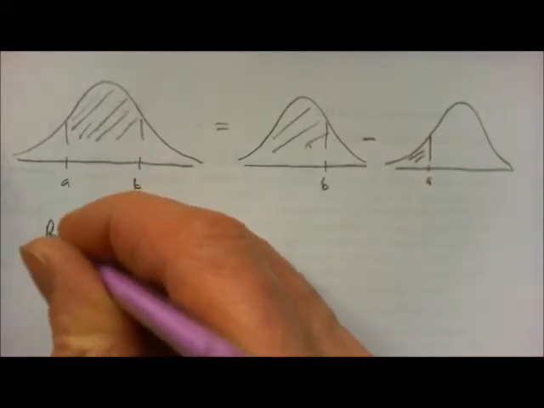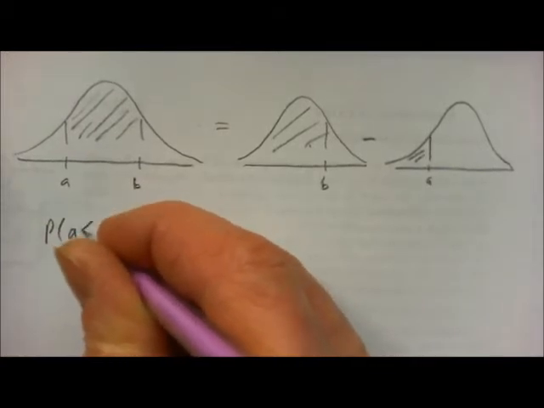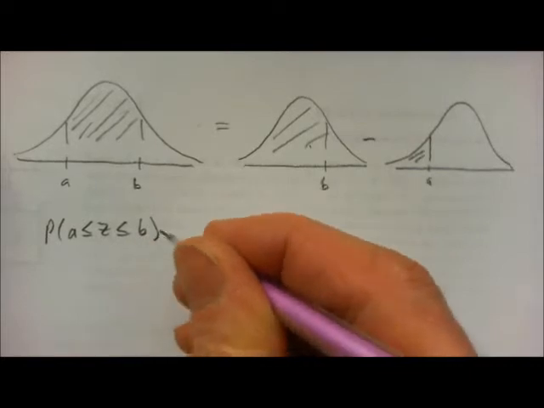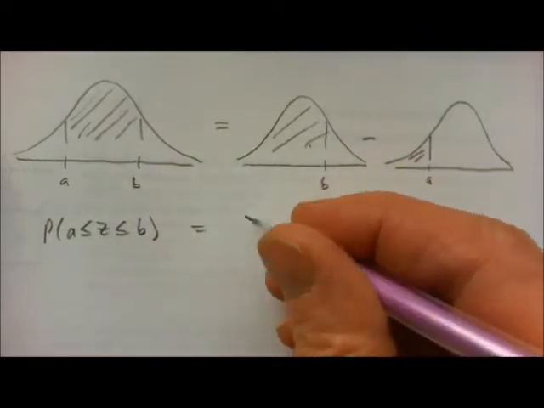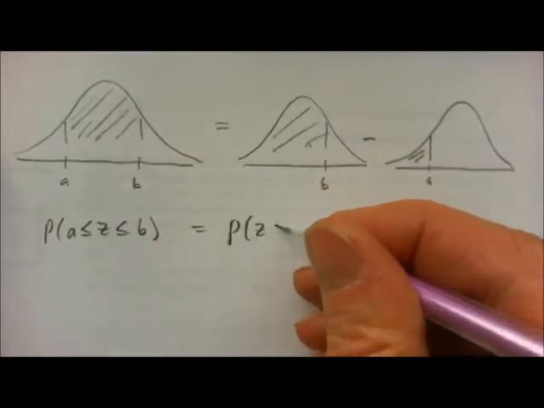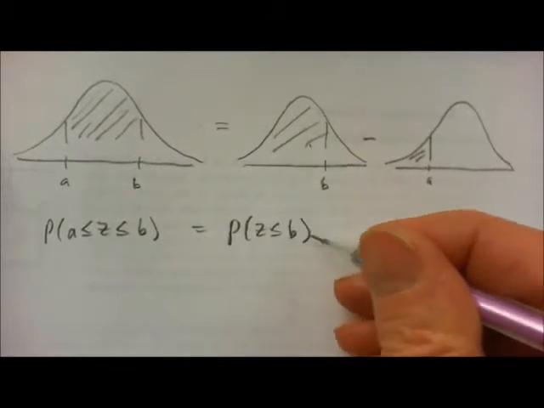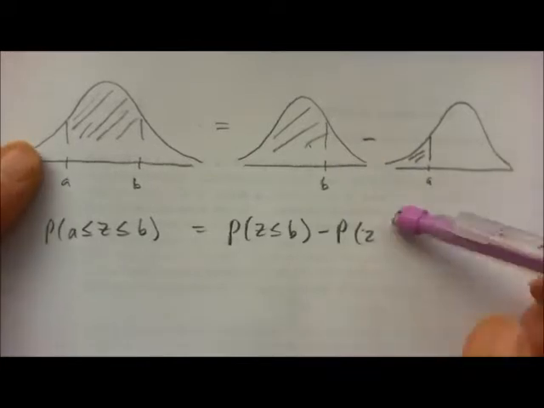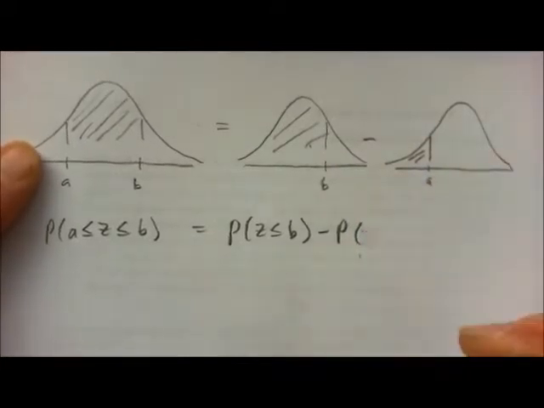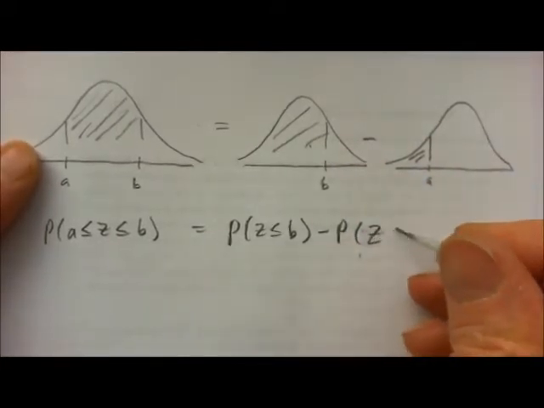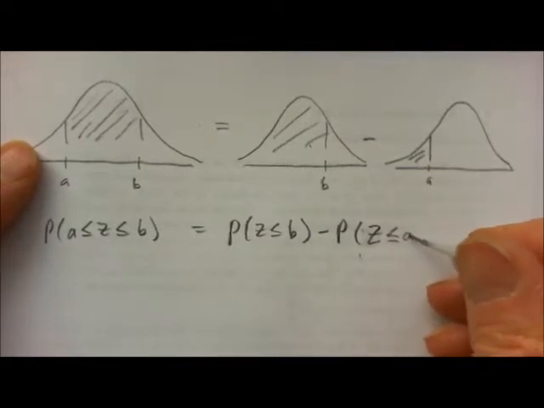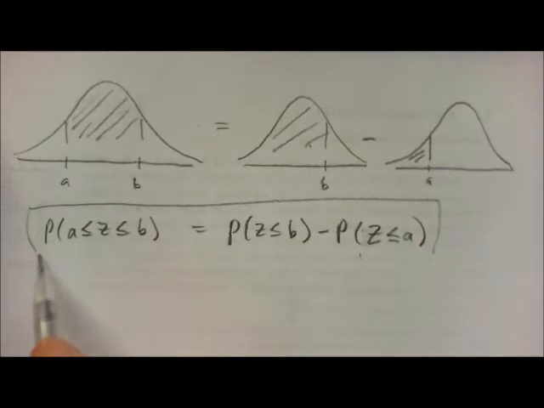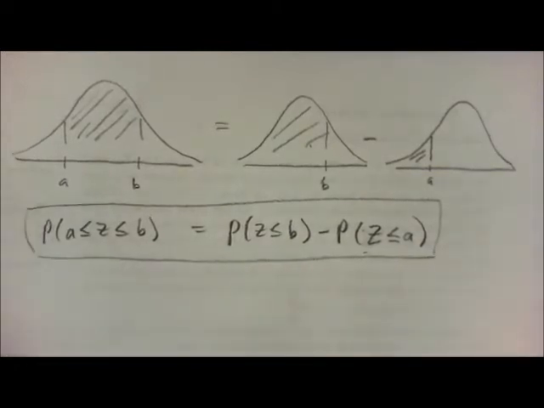This is the probability that z is between A and B, so z greater than or equal to A, less than or equal to B. And that's equal to the probability that z is less than or equal to B minus the probability that z, and let's use a capital Z here for consistency as I've been doing, is less than or equal to A. Okay, so that's actually our formula that we can use for finding the probability.